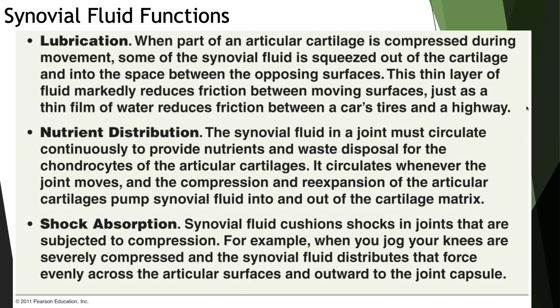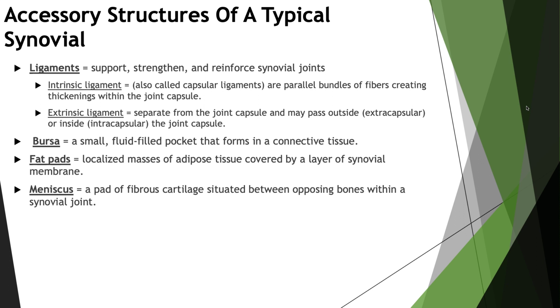We also have some accessory structures of a typical synovial joint. And in complex synovial joints, such as the knee, like I said, there's a variety of these accessory structures. You have ligaments that support, strengthen, and reinforce these synovial joints. A couple different types of ligaments that we have. We have intrinsic ligaments, which are also called capsular ligaments, and are parallel bundles of fibers creating thickenings within the joint capsule.